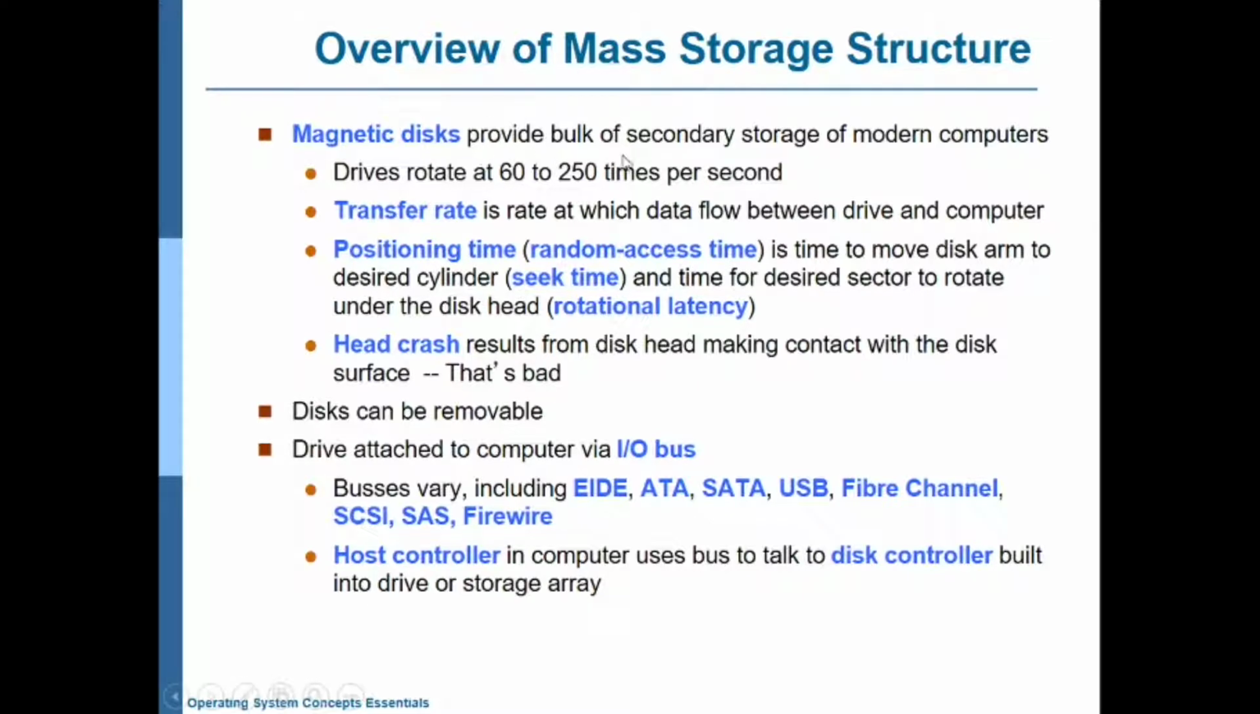Magnetic disk provides the bulk of secondary storage of modern computers. Most modern computers use magnetic disks. Whatever contents you execute have to be stored in some space, and that space we call secondary storage. That secondary storage disk is designed with the help of magnetics. Magnetic disk is used for the construction of secondary storage.